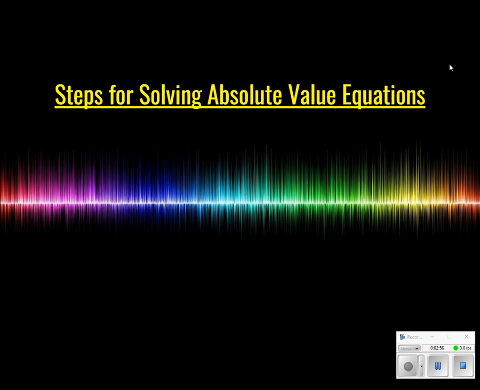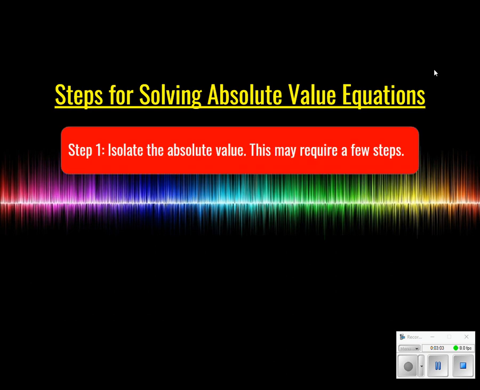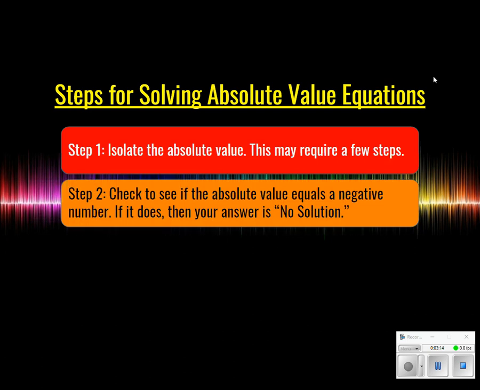All right, so here are the steps, and I highly recommend you write these down. You can pause the video as you go. But step 1 for solving an absolute value equation is to isolate the absolute value. And this may require a few steps. You want to get those bars by themselves. Step 2, check to see if the absolute value equals a negative number. If it does, then you pretty much go straight to the answer, no solution, because a positive number will never equal a negative number. Remember, absolute value is always going to give you a positive answer. Positive will never equal a negative number. So no solution would be the case there.